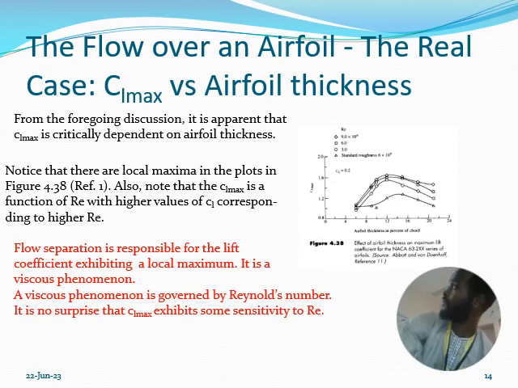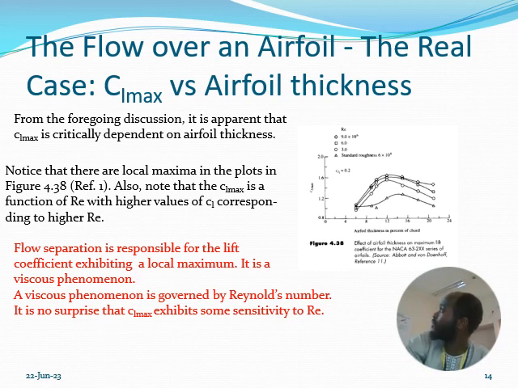So, the variation of the CL max with the thickness of the airfoil. This has been plotted: CL max is on the y-axis, and the thickness of the airfoil is on the x-axis. And this has been plotted for different Reynolds numbers. What we can see is that CL max starts to increase as you increase the thickness of the airfoil, but it gets to some maximum and then starts to decrease. So that's the general variation of CL max with the thickness of the airfoil.